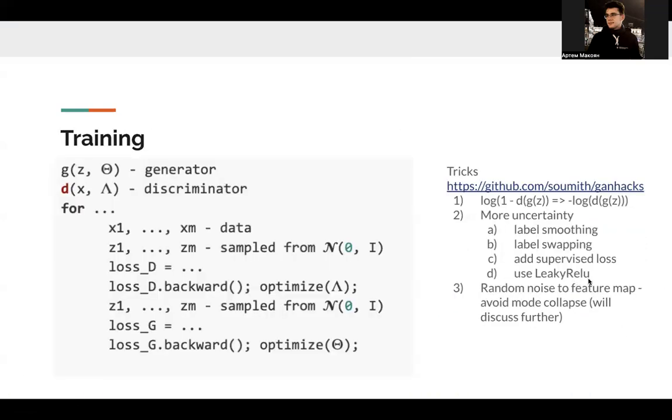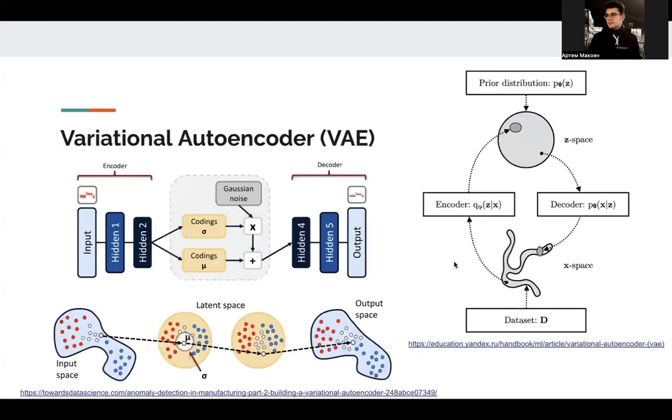And use leaky ReLU, because sparse activation functions like ReLU, for example, are bad, and we usually want to use exactly leaky ReLU. It's important. It would work better. And another trick is to add random noise to the feature map to avoid mode collapse. We will discuss this later, when we discuss what mode collapse is for GANs.